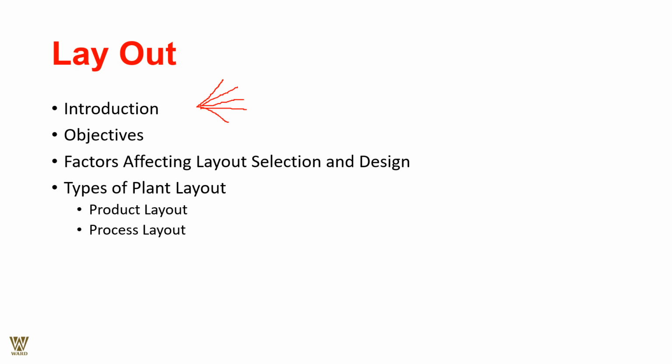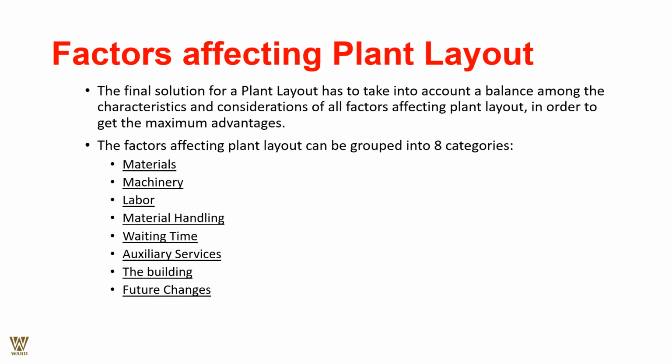We'll talk about the product and process layout, both kinds of layout being of utmost importance. Some companies in a particular industry might opt for a product layout, whereas some other companies might opt for a process layout. It depends on the company paradigm. I will just introduce the audience of this video to both the product and the process layout slowly and steadily. Now, keeping in mind the factors that affect the plant layout, what are we looking into? The end goal is a balance between the characteristics and consideration of all factors that impact a plant layout, in terms of maximum advantages.